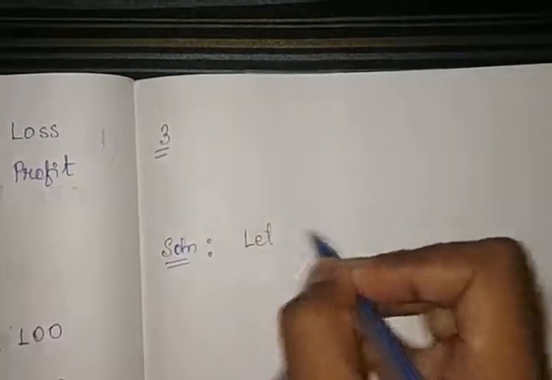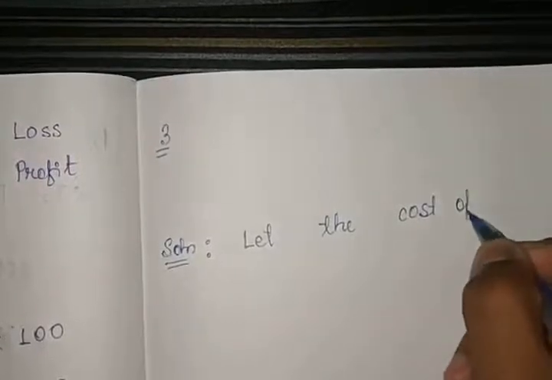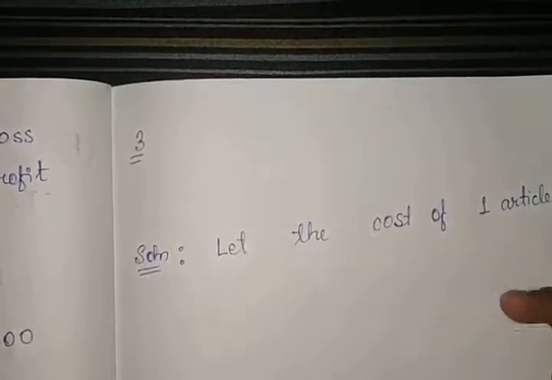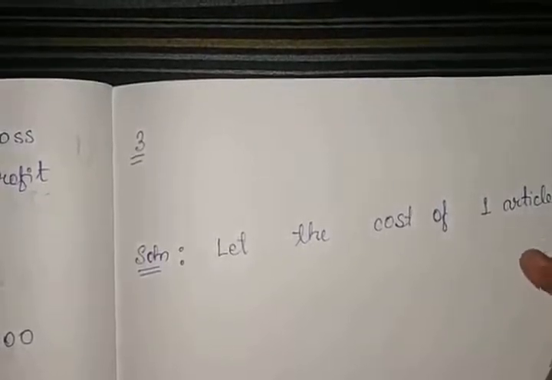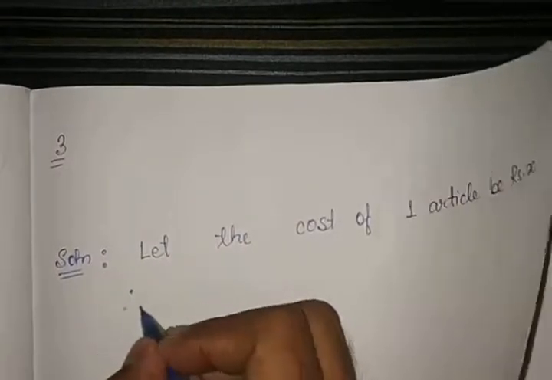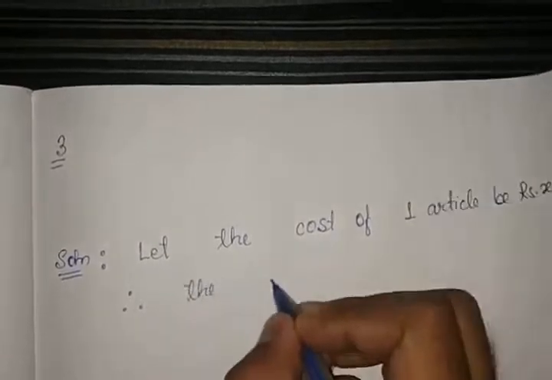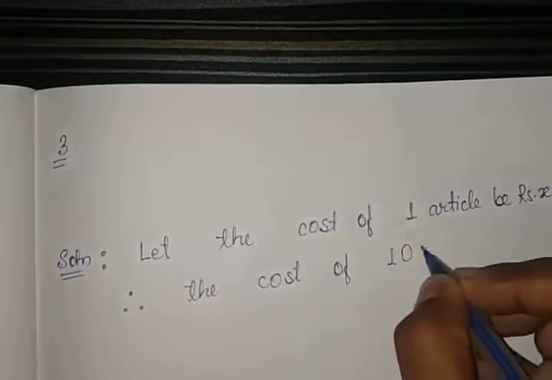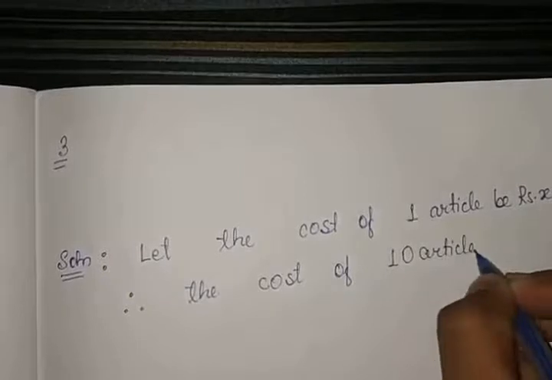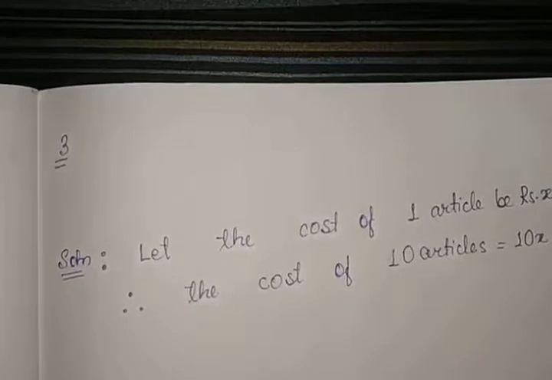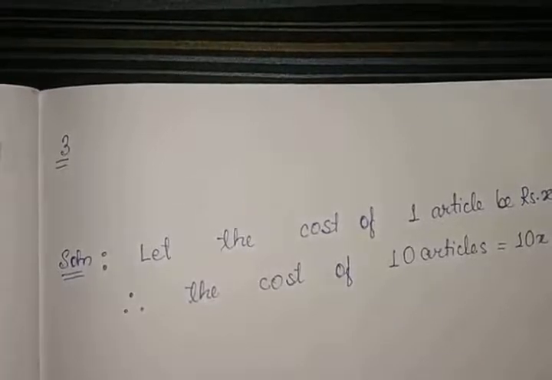Let the cost of one article be rupees X. So therefore the cost of 10 articles will be equal to 10x. If the cost of one article is X, then the cost of 10 articles will be equal to 10x.